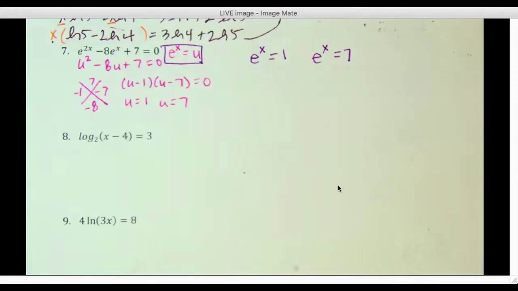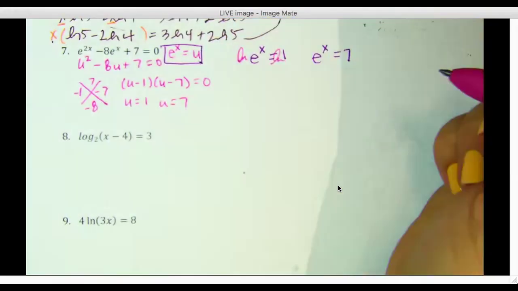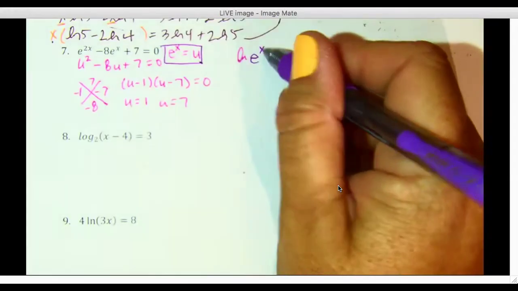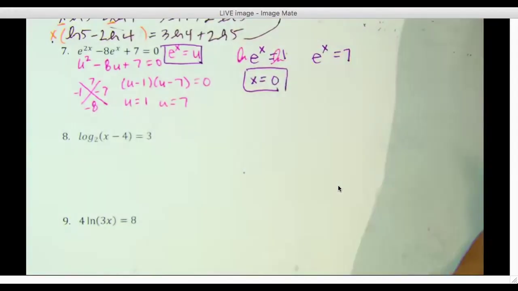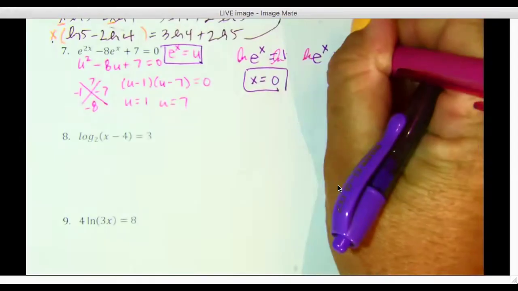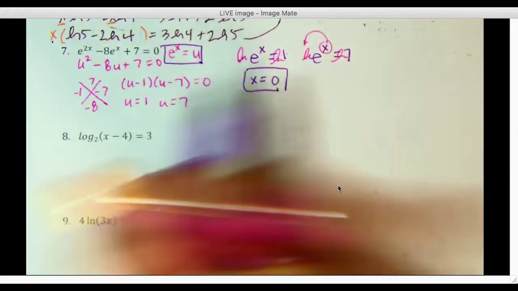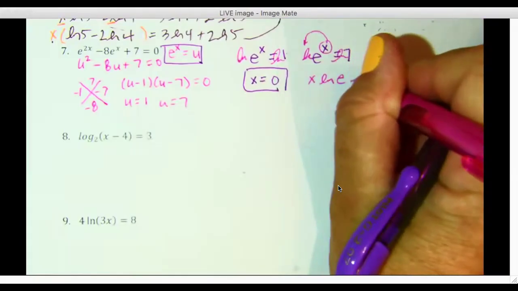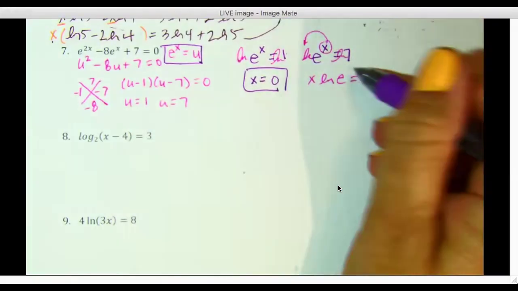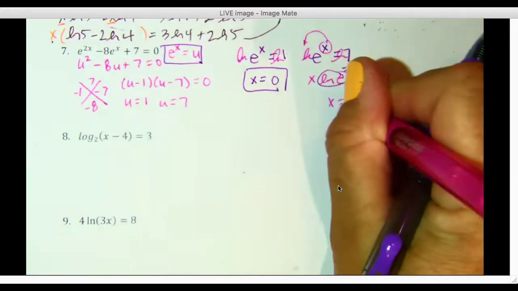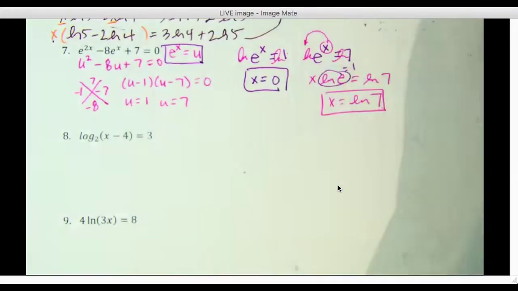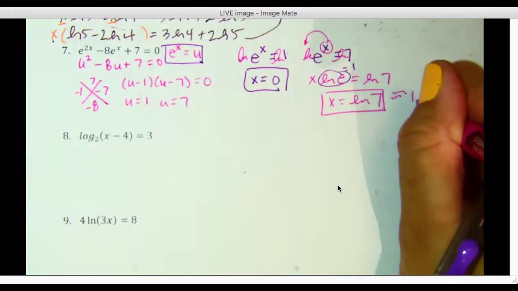Well, I can take the natural log of both sides of these equations. And when I do that, I have ln and ln. And ln of e to the x is just x. And natural log of 1 is 0. And then over here, when I take the natural log of both sides, I can bring my x out front. And then I have x ln of e equals ln of 7. And like we saw over here, natural log of e is just equal to 1. So x is equal to ln of 7. And I could come up with an approximation for that. That would be 1.95.